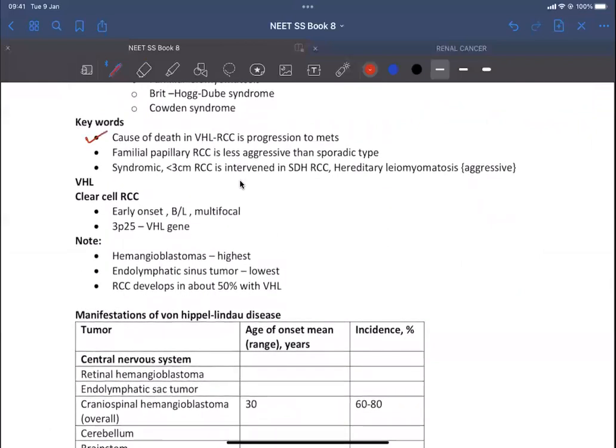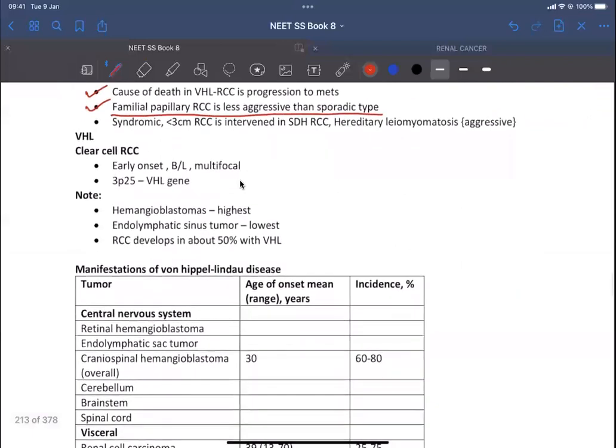Key cause of death in VHL is progression of RCC to metastasis. Familial papillary RCC is one of the few where the syndromic tumor is less aggressive than the sporadic type. And even less than 3 centimeter tumors, if they're associated with syndromes, are not for surveillance.